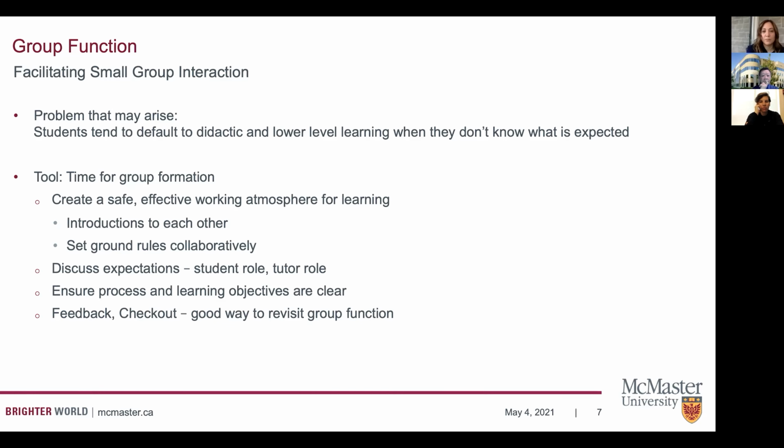And this is essential. If they don't feel safe, they tend not to want to participate. So some things that you can do there is taking the time for introductions to each other, setting ground rules collaboratively. So setting them together so that they feel they're part of the group and that they've had a say in terms of how the learning is going to take place. Discussing expectations. So what are the roles that we expect them to play? What are the roles they can expect us to play? Ensuring process and learning objectives are clear.